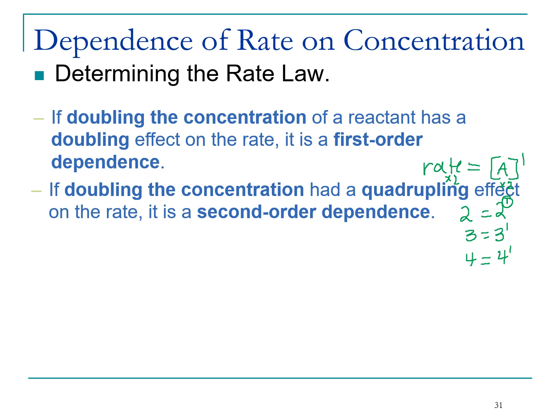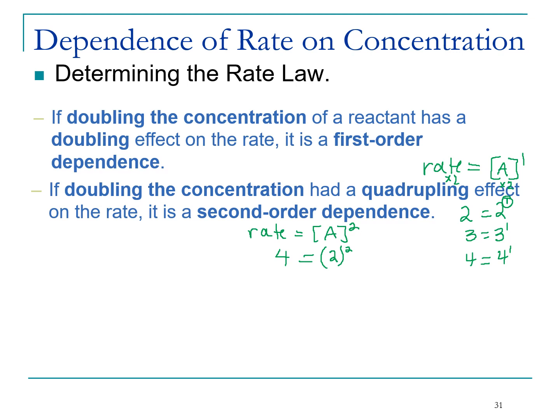Let's say, what if I double the concentration and it has a quadrupling effect? Here, again, let's do it over here. Rate equals A to the second power. If it's second order, that means the concentration is raised to the second power. Let's think about that. If I double the concentration, 2 squared is 4. That means the rate will increase by a factor of 4. So I double the concentration, but the rate increases by a factor of 4.